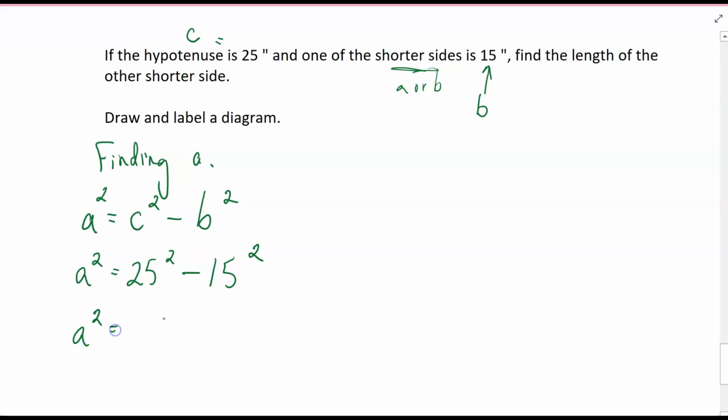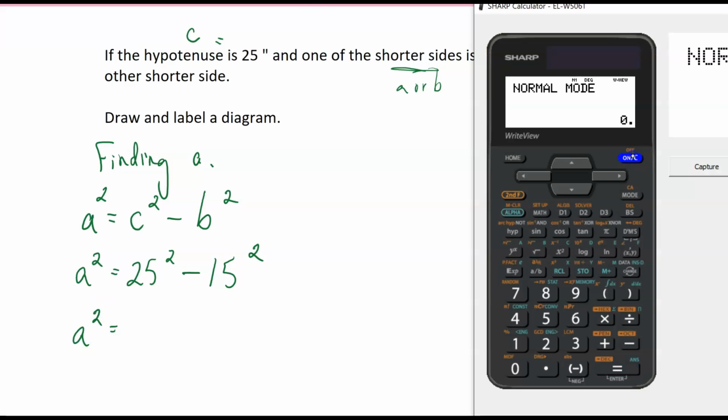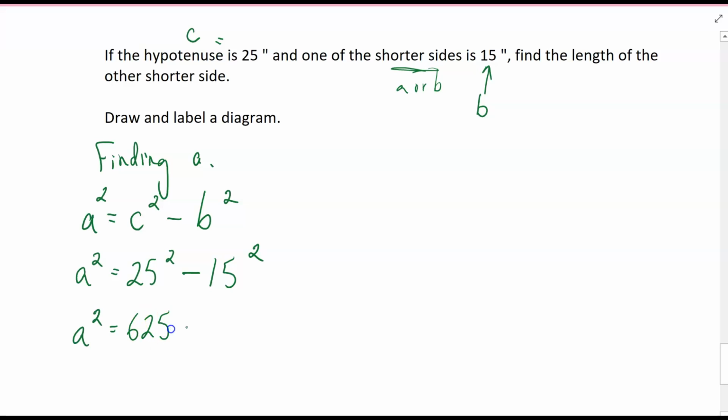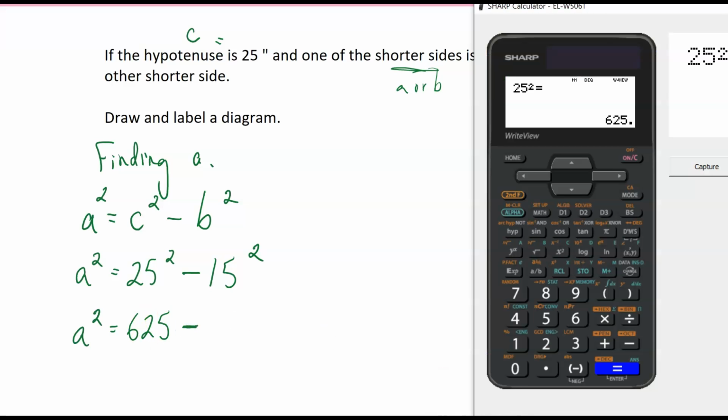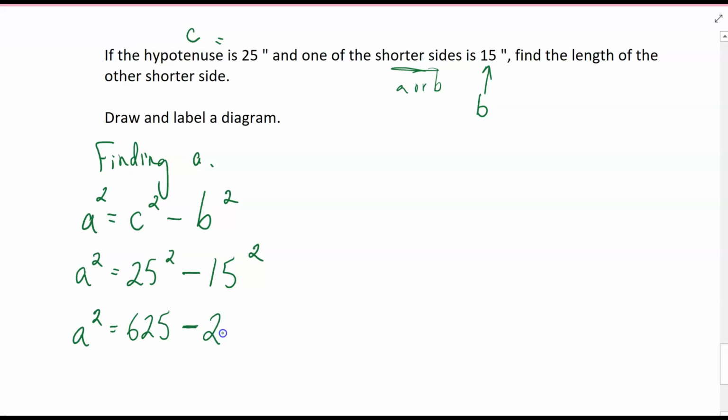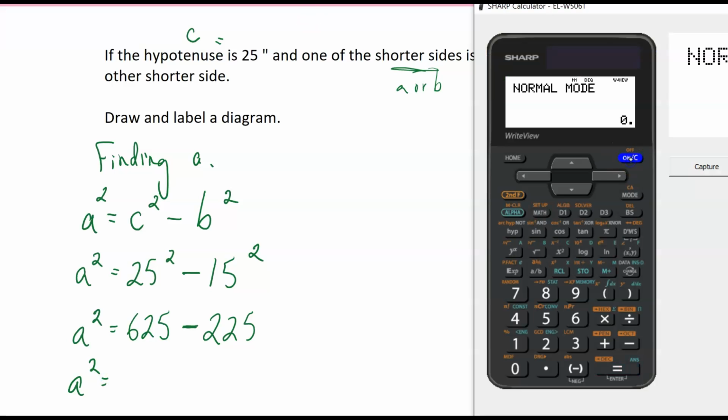A squared is equal to, what is 25 squared? Get your calculator. 25 squared is 625. Subtract 15 squared. 15 squared is 225. And so A squared is equal to 625 minus 225. Shouldn't need the calculator, but I'm showing you anyway. 400.